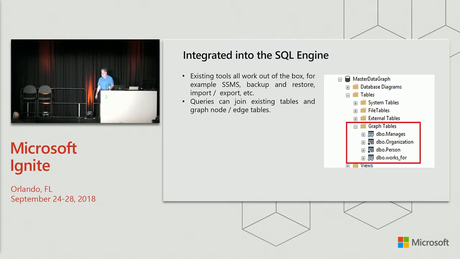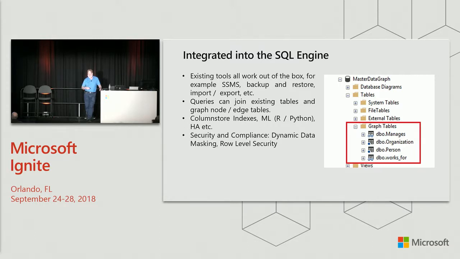So existing tools work out of the box. SSMS, backup and restore, import, export. You can join existing tables with graph node and edge tables. All the features that you're used to within the database, column stores, machine learning with R and Python, HA, et cetera, all work with graph tables because, in some senses, it's just another table within the SQL database. It just has extra query processing capabilities built in to do the graph evaluations. Dynamic data masking, row-level security, all that works with graph tables. And of course, it's SQL Server. It's available in both Windows and Linux.